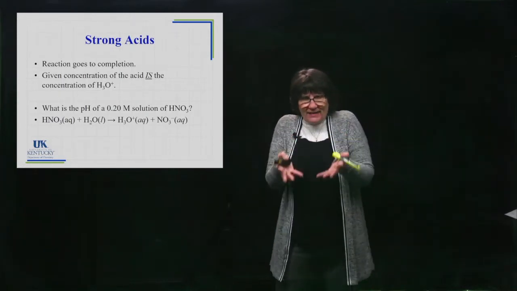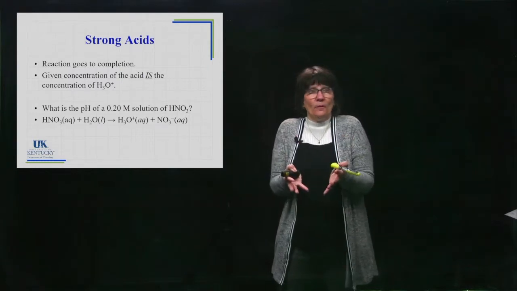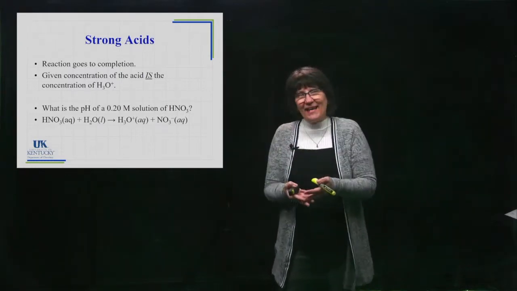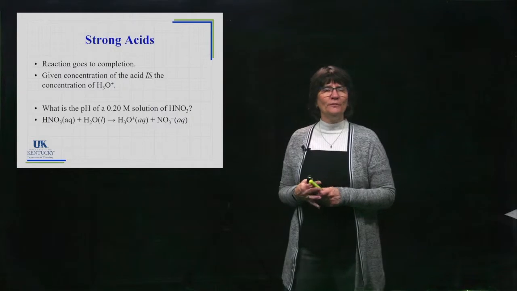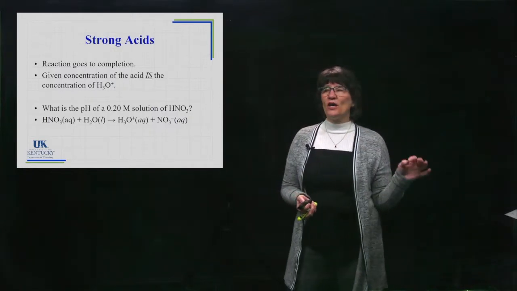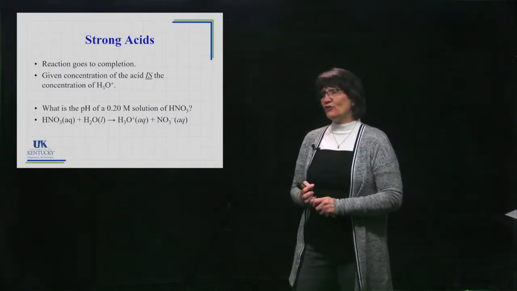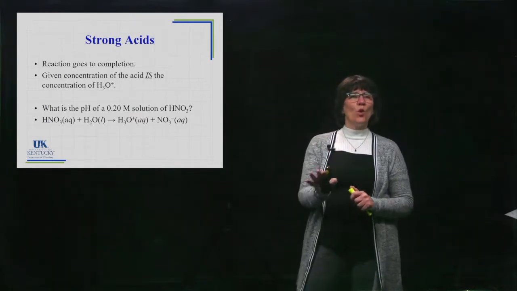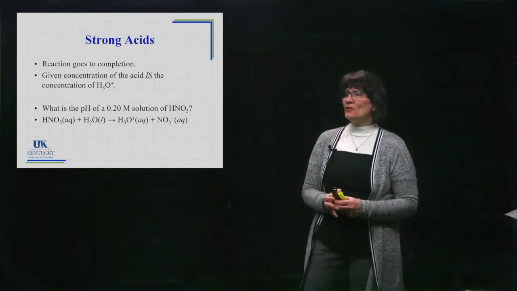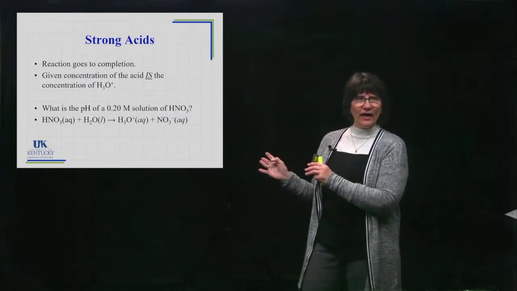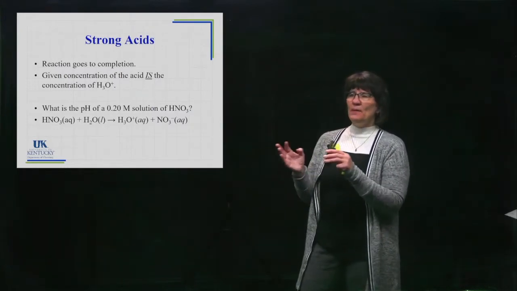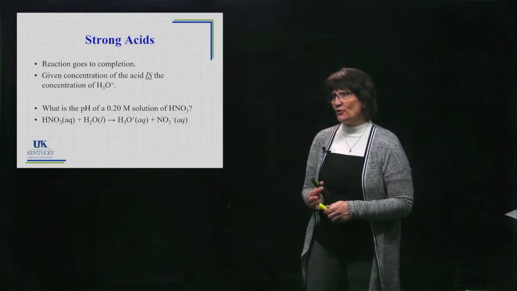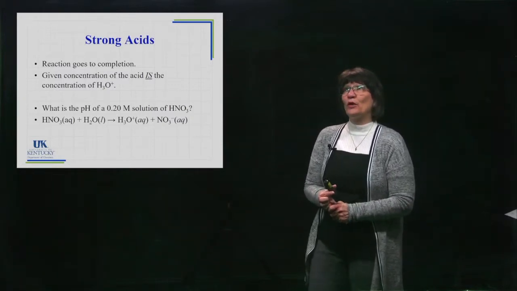When you put an acid into solution and it is strong, the concentration of that acid that you're reading off a bottle is actually the concentration of H3O+. Let's look at that reaction down there and we see why. It is a one-way arrow, right? So everything that's on the left, all the HNO3 that you put in becomes the concentration of H3O+ and NO3-.